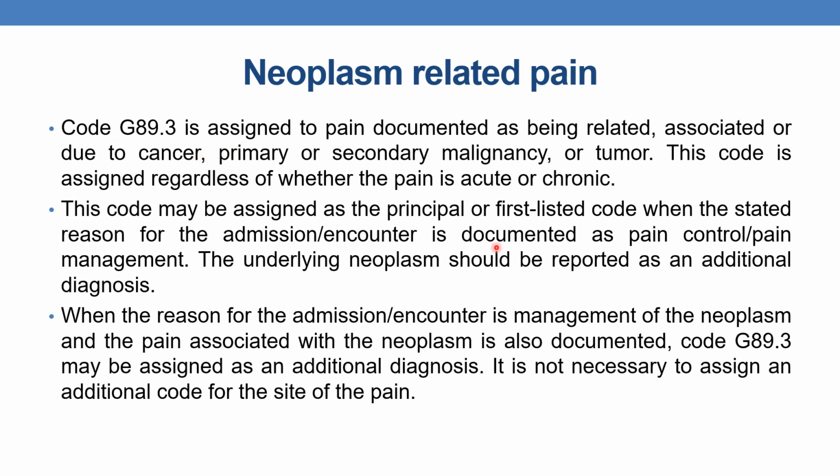And this code may be assigned as PDX or first listed when the stated reason for admission or encounter is documented as pain control or pain management. And the underlying neoplasm should be reported as additional diagnosis. When the reason for visit is pain control, G89.3 will be PDX followed by neoplasm codes. And when the reason for admission is management of neoplasm and the pain is associated with the neoplasm, then G89.3 may be assigned as additional diagnosis. It is not necessary to assign an additional code for the site of pain.